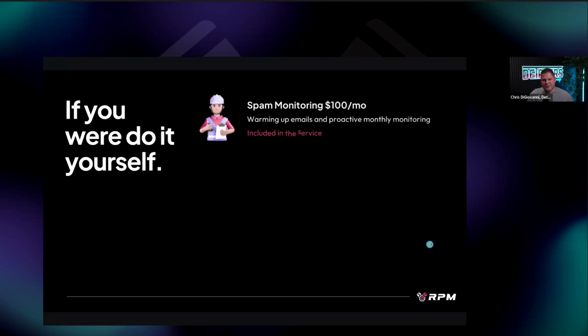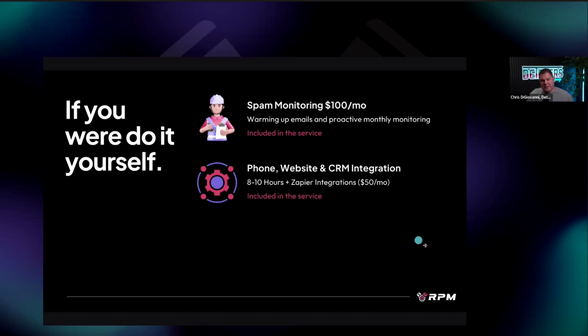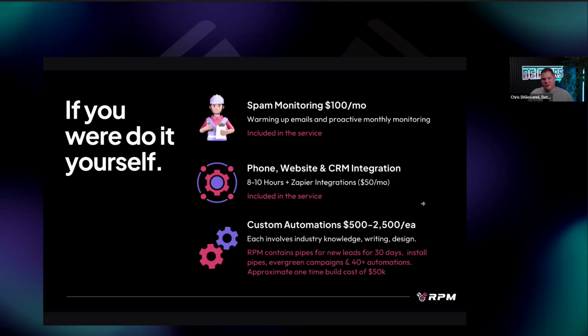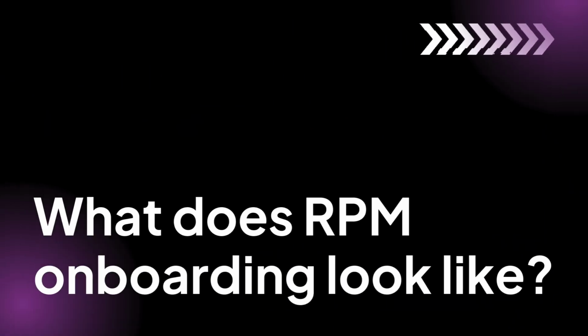More if you were to do it yourself, spam monitoring is included in ours. That's a $100 a month service. Phone, website, CRM integrations, making sure the API connections are all talking and that we're responsible for it. And the loan's $50. And custom automations is here again because I screwed up this presentation. That's just how it goes, people.